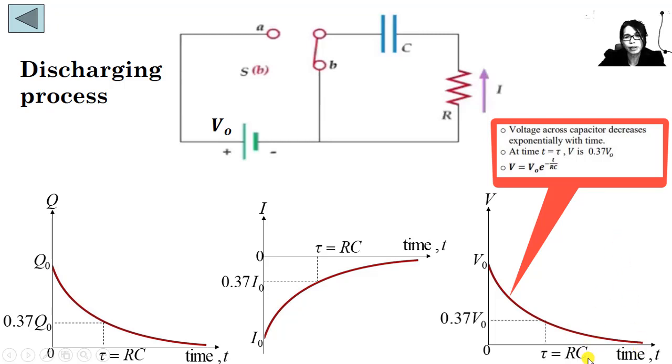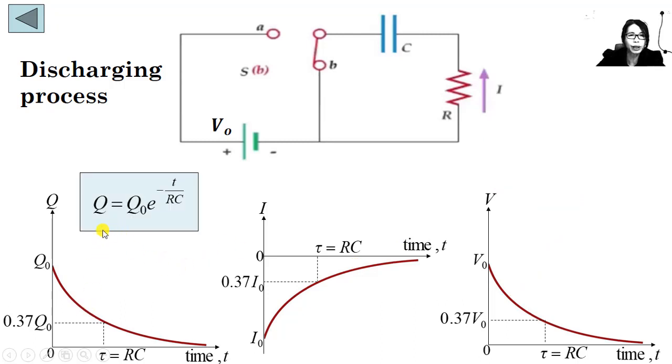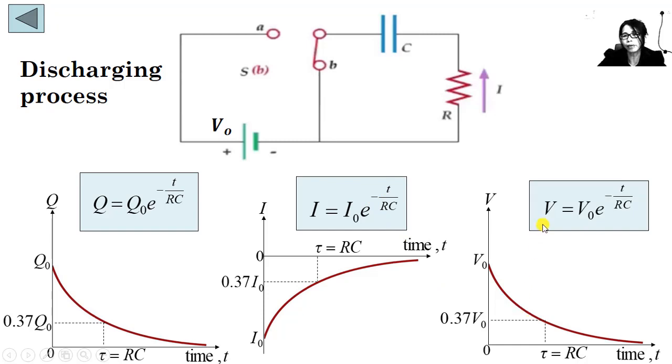Alright, then we find out that the voltage across the capacitor also decreases exponentially with time. When time equals RC, the voltage is around 0.37 of its maximum or initial value. So we can represent the curves with Q equal to Q0 e to the power of negative t over RC, I equal to I0 e to the power of negative t over RC, and V equal to V0 e to the power of negative t over RC. Q, I, and V are the values of charge, current, and voltage at time t.